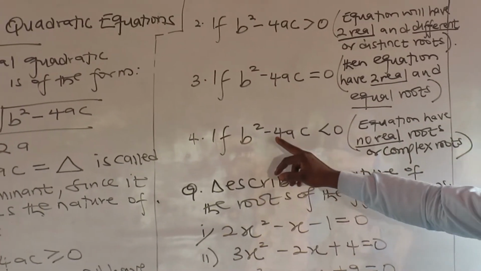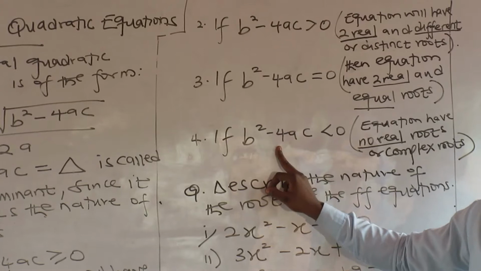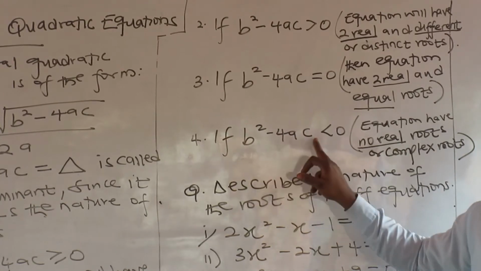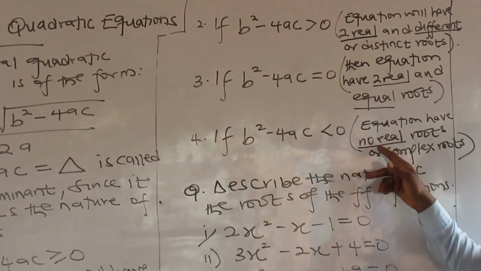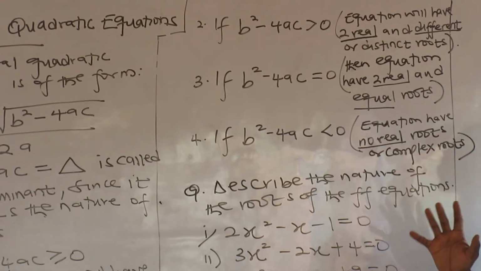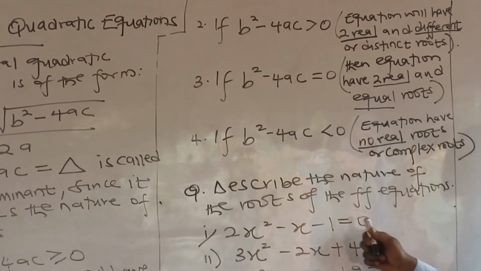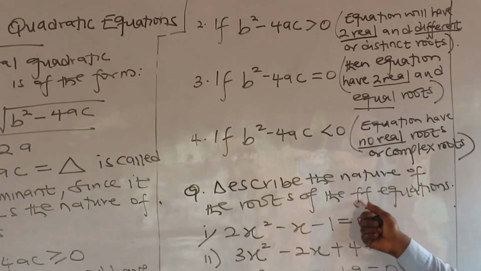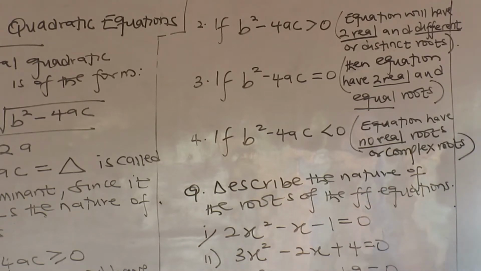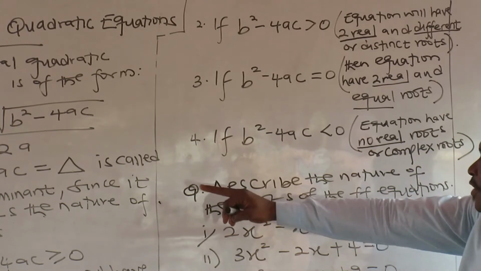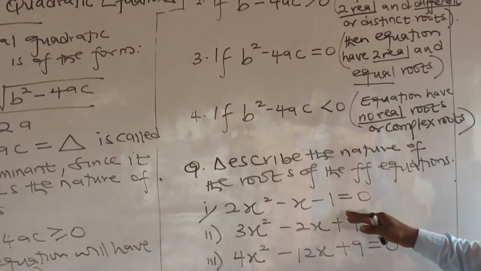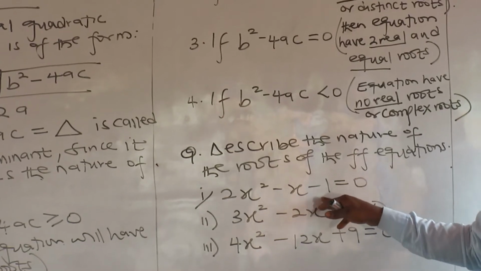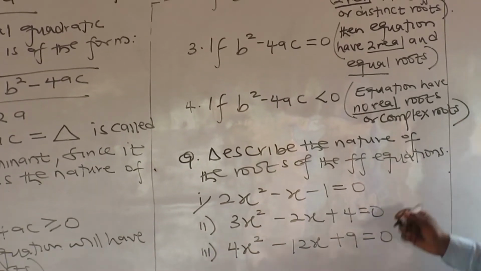Now, if I solve this and I happen to get an answer like -4, which is less than 0, the description is that the equation has no real roots, or complex roots. Now describe the nature of the roots of the following equations. I can't describe this directly. I need to call this discriminant to help me discriminate. So I will use the discriminant to check whether it is two real or equal roots.